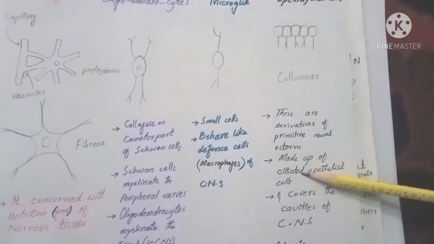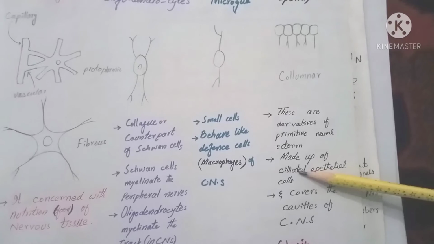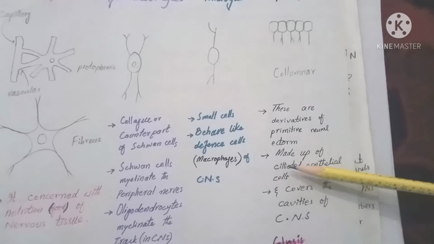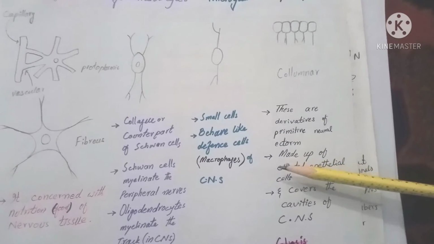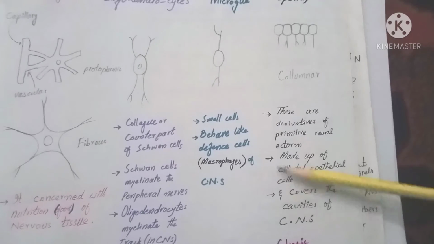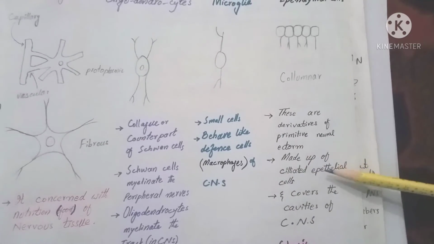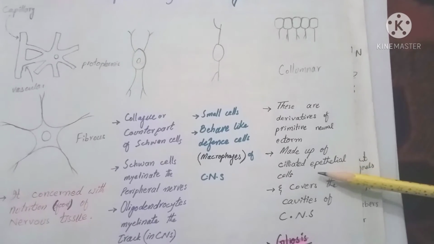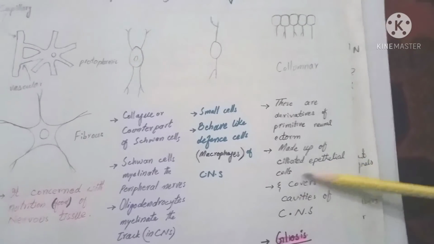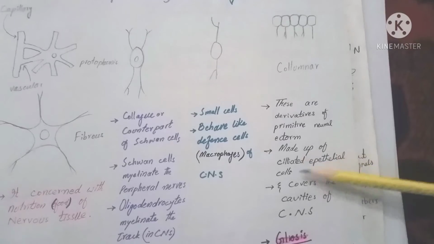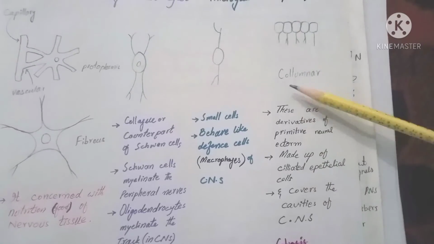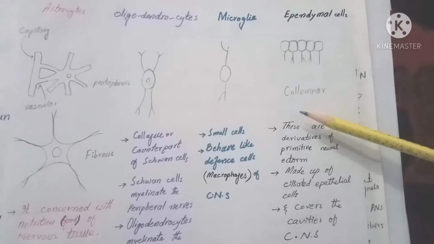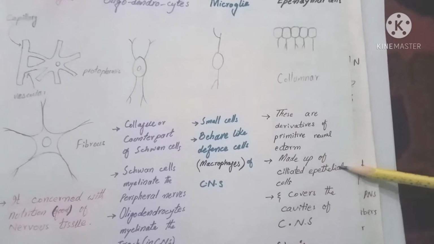So ciliated means cilia, and they cover the interior cavities. And epithelial, as well, refers to a type of epithelial tissue cells. So the ependymal cells are made up of ciliated epithelial cells.